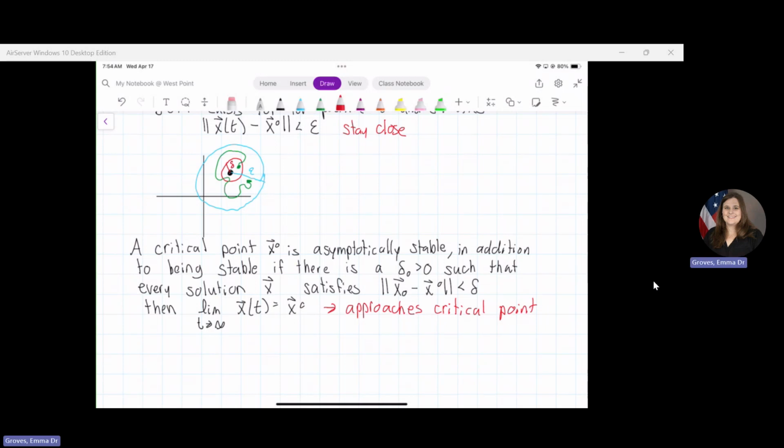So that is really the difference between if you have a center, which is stable, but the center is just spiraling around. It's never going to approach that critical point. The limit is not going to be that critical point, versus being asymptotically stable, where we were actually approaching our critical point.